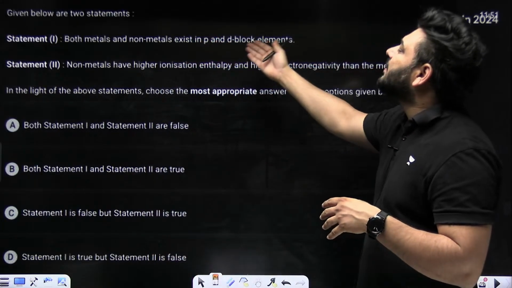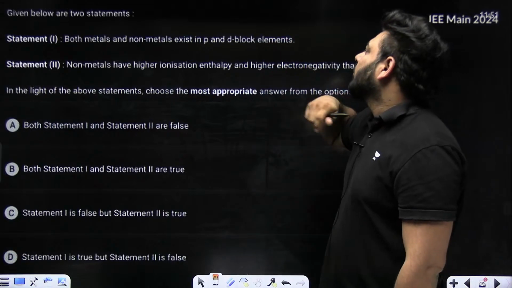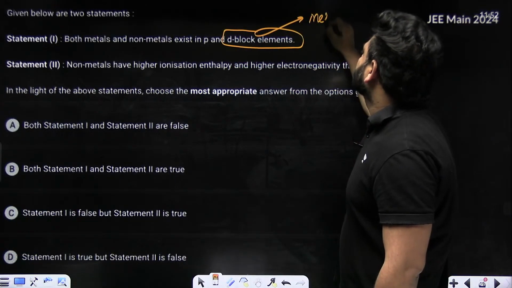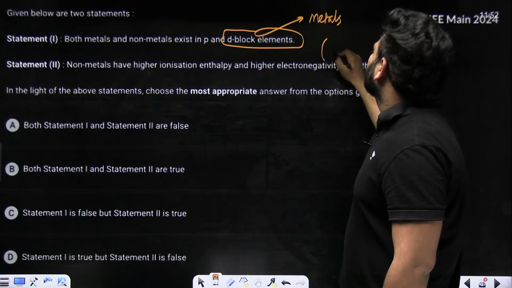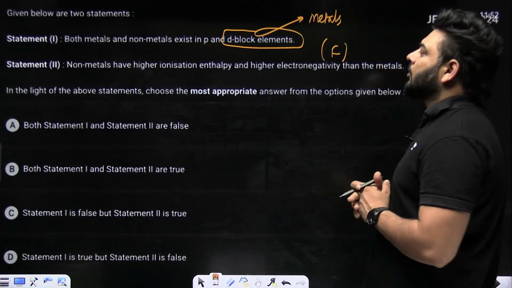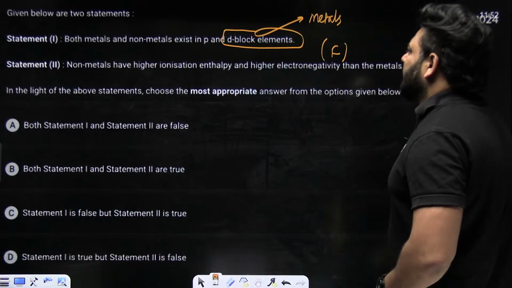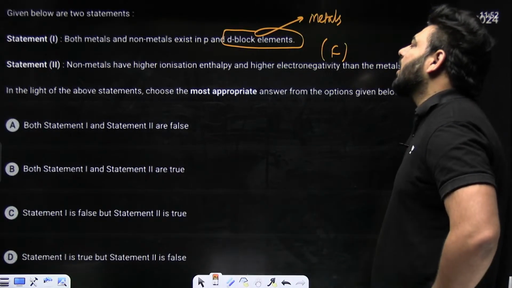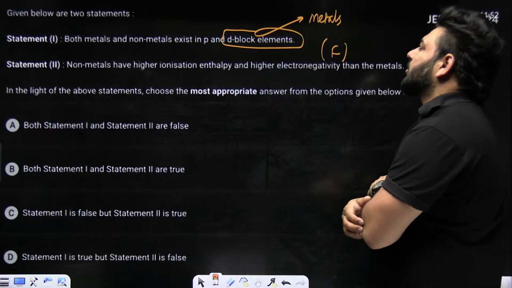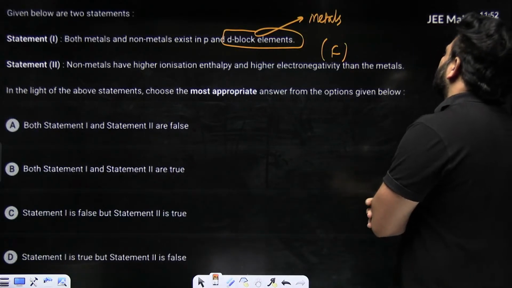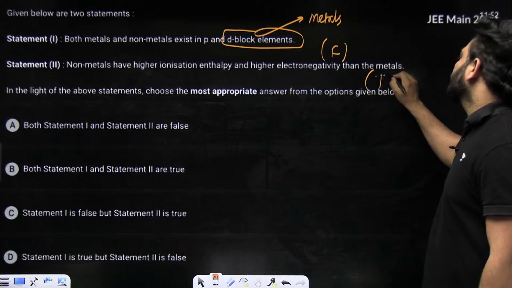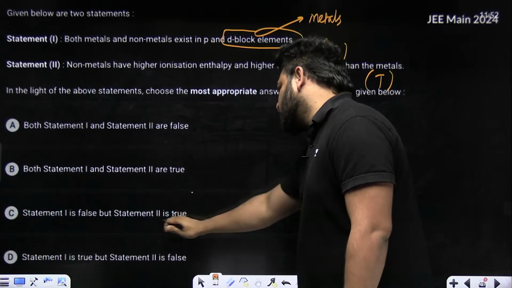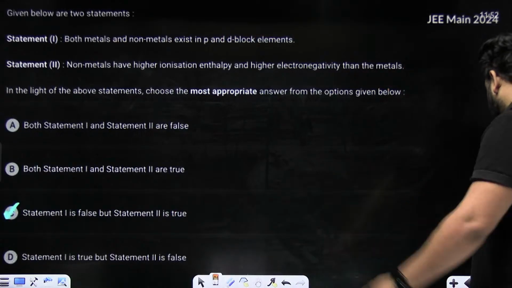The question says that both metals and non-metals exist in the P and D blocks. Let me check if it is right. D block, all are metals actually. So this is a false statement, I guess. Both metals and non-metals do not exist in P and D. And non-metals have higher ionization enthalpy. Non-metals have higher ionization enthalpy, right? Because metals can easily lose electrons, and that's why they are metallic in nature, and higher electronegativity than metals. I think this statement is true. One is false, another is true. So C is the correct answer.